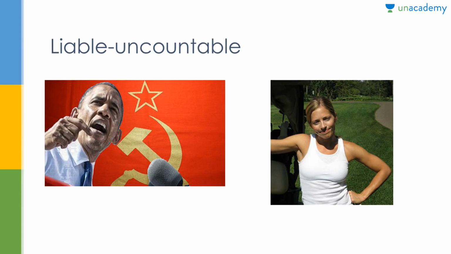The next pair of words are liable and uncountable. Liable is when you are answerable to anybody. It can be just anyone. In the graphic you can see that Obama is liable to the public of the US. Obviously, when you are in some authority, or you are given charge of something, you have to be responsible because you are answerable to the stakeholders.